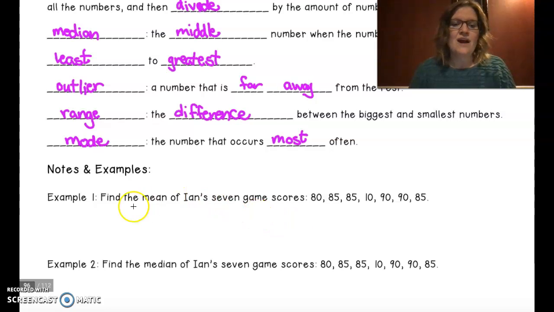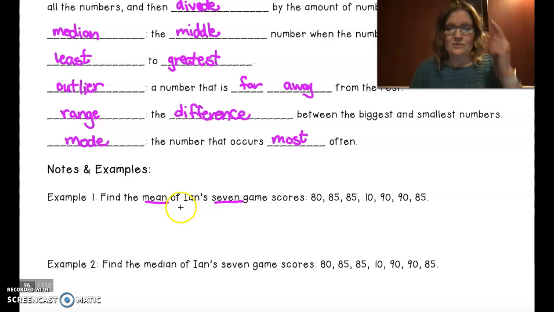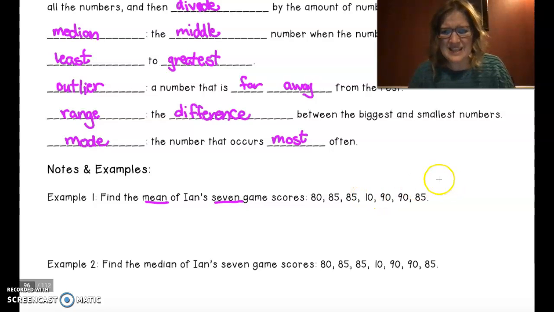First off, find the mean of Ian's 7-game score. So Ian has 7 games. This is important. So mean, we know this is the average. What was the average? Okay, it looks like Ian has had all these different scores. Whew, are you ready for this? We've got to add all of these things up. And I don't know, after last lesson, I'm not sure if I can trust myself. So I'm hoping you guys can help me.